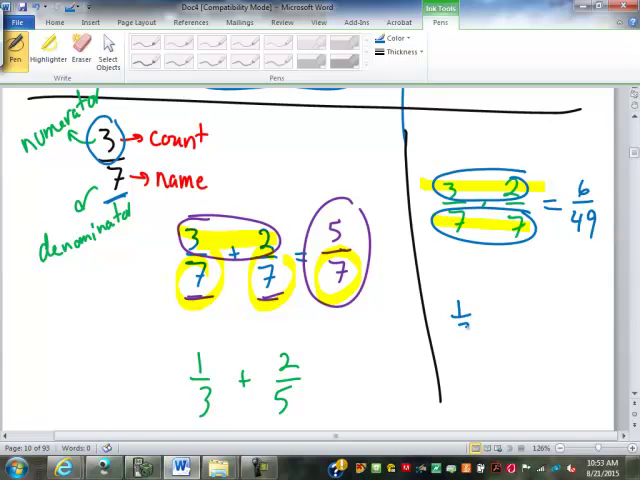If we had our 1/3 and 2/5, oops, not plus, multiply. Do we have to have common denominators? No, because when we multiply, we do not need to have the same name. We're just going to combine the counts. 1 times 2 is 2, and also combine the names. 3 times 5 is 15.